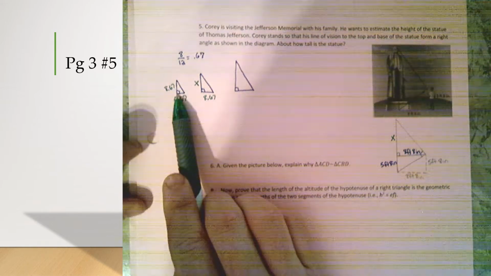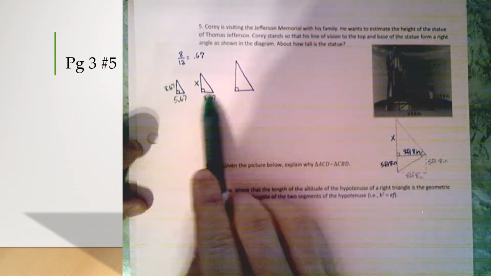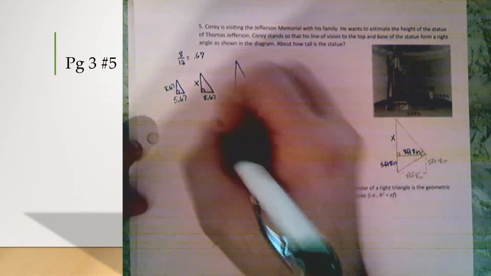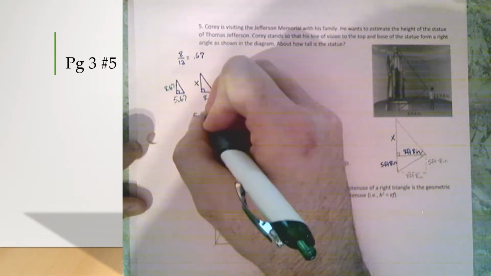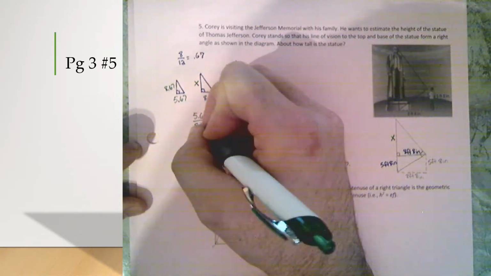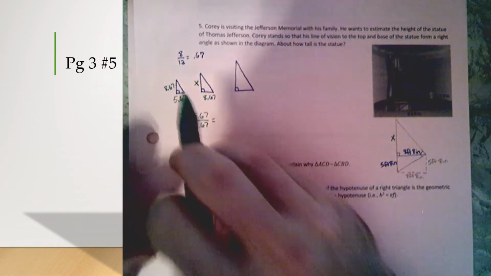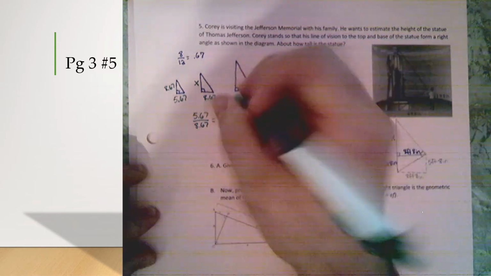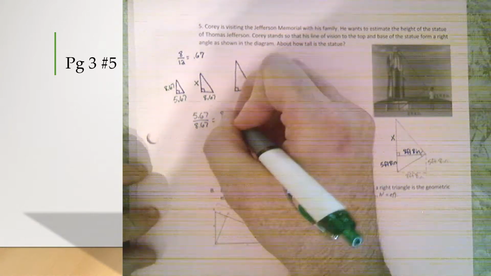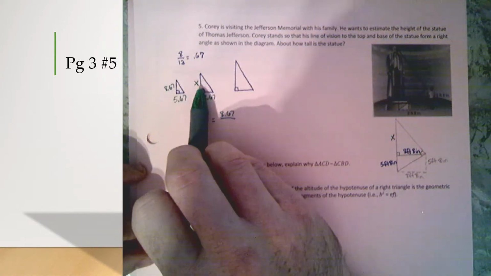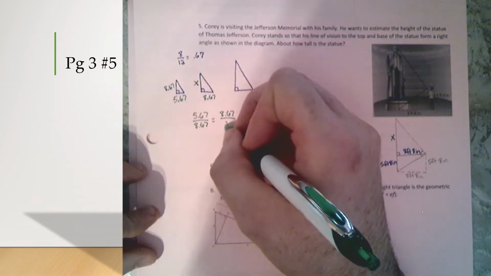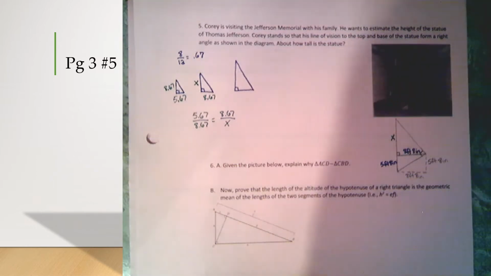So now I'm going to set it up with which ones go with which. So the short leg, 5.67, goes with this short leg here, 8.67. So what I would have is 5.67 over 8.67. Now I'm going to look at the other leg. So since I started with the 5.67 on this one, I'll start on this triangle again. So 8.67 goes with x, because I don't know what that length is. Now that I have done this, I want to do my cross multiplication.